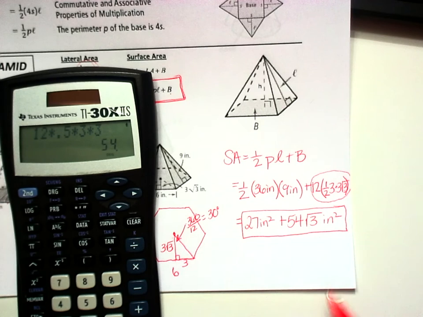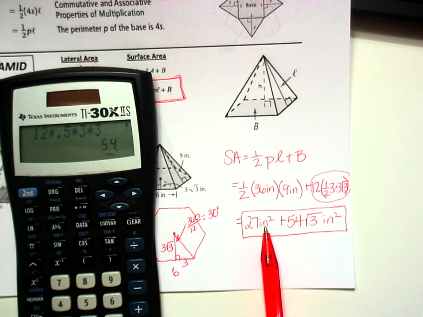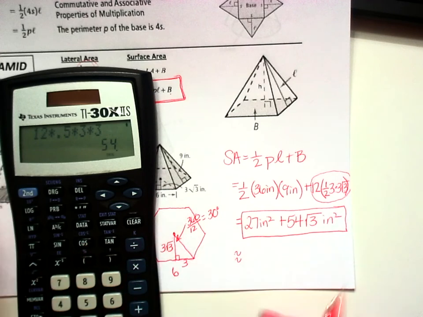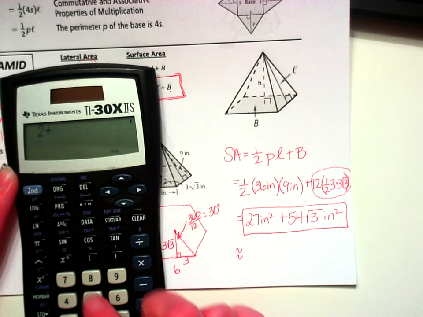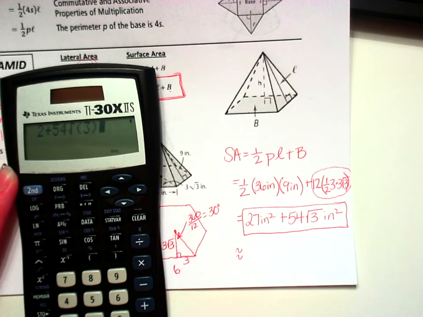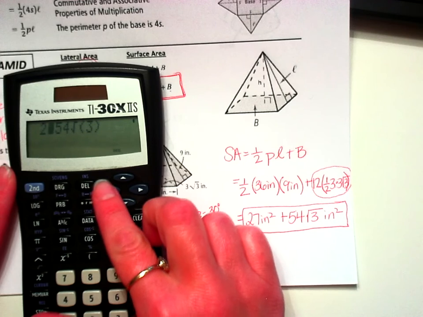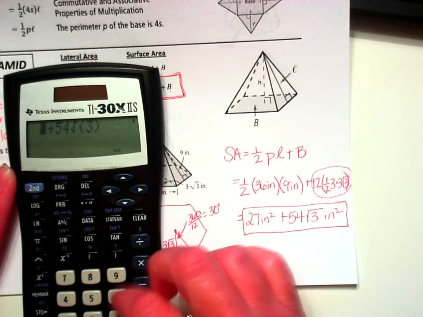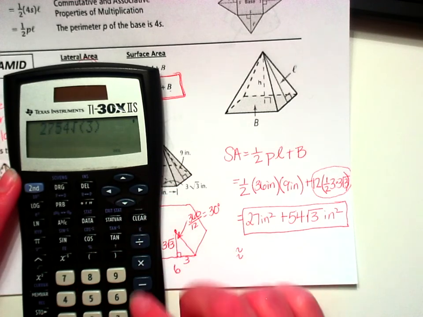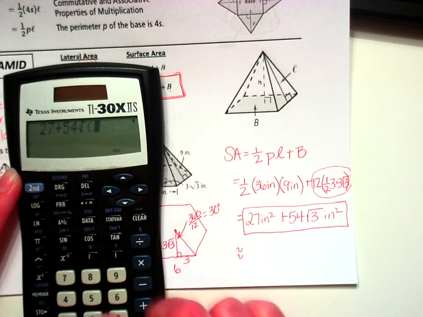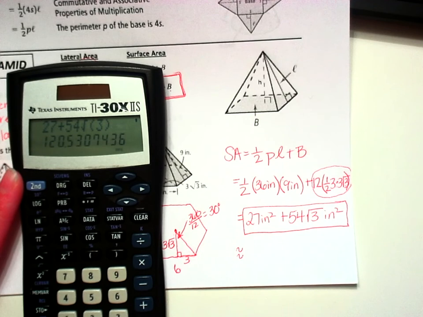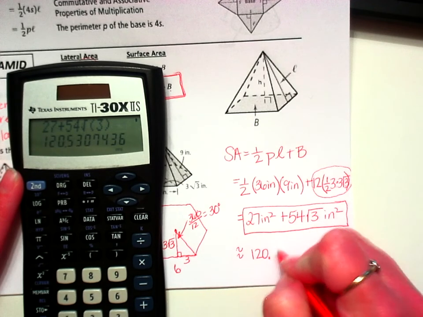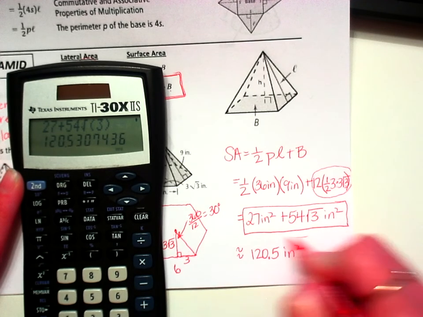I can't add those together because this one has a square root 3 and this one does not. So this is as simplified as I can get. So this is my exact answer. And then I can figure out what that is approximately. Okay, I can go 27 plus 54 square root 3. I missed my 7, didn't I? Okay, there we go. 27 plus 54 square root 3. And we get approximately 120.5 inches squared. That is your approximate answer.